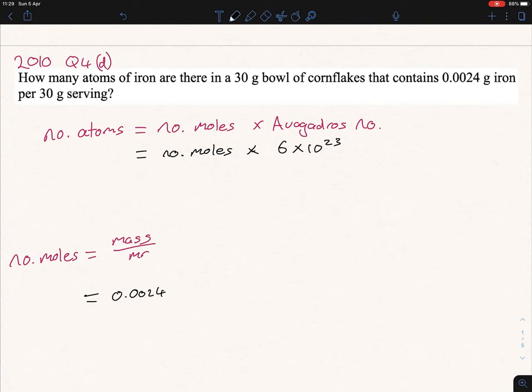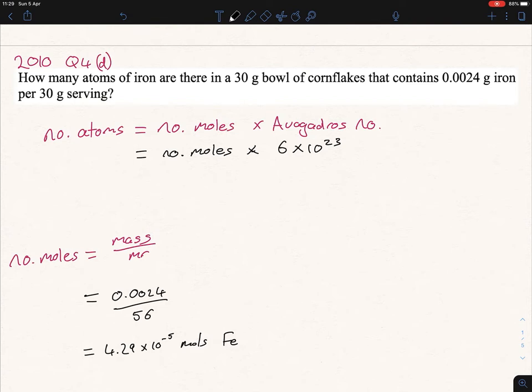Now, the molar mass of iron is 56. You just check the periodic table for that, and you'll get 4.29 times 10 to the minus 5 moles of Fe, iron. So we have our number of moles of iron, and we're going to plug that into the formula we have up above.